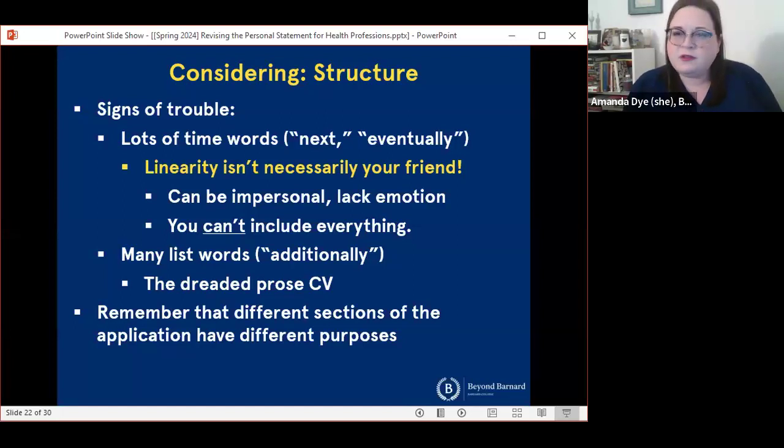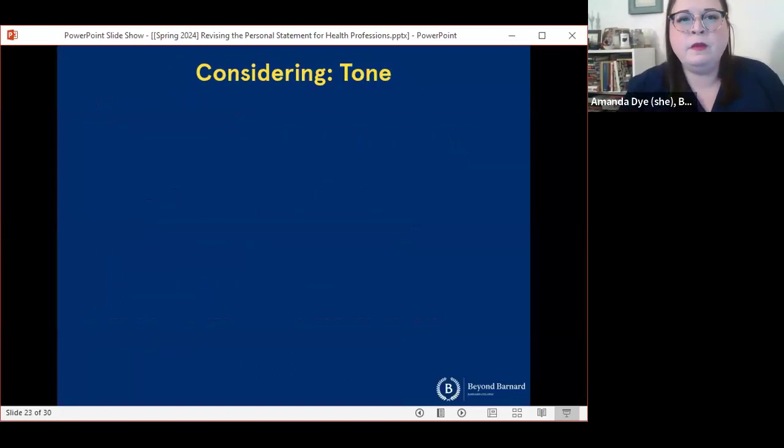Remember that different sections of the application have different purposes. And when we're talking about a personal statement in particular, we're talking about sharing your perspective and making someone want to talk to you. We're not talking about a thorough rundown of everything you've done that's important for understanding your candidacy. That's going to be what you do with the work and activity section. So the personal statement has a completely separate job, and you want to make sure that you're honoring that and letting the personal statement do its work rather than the work of another section.